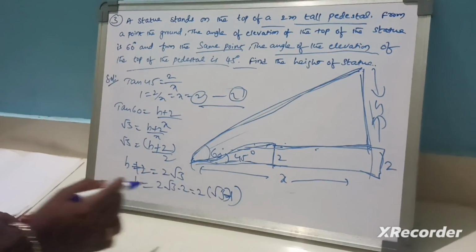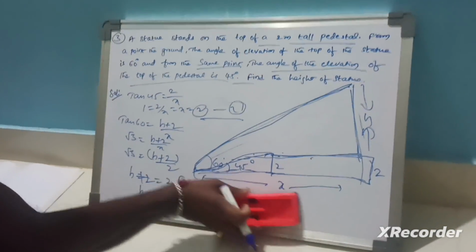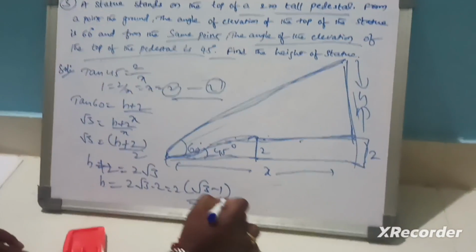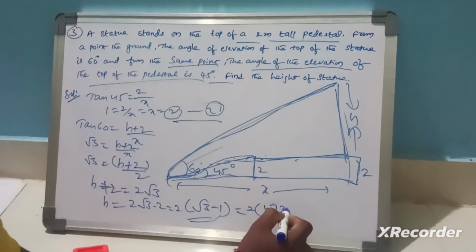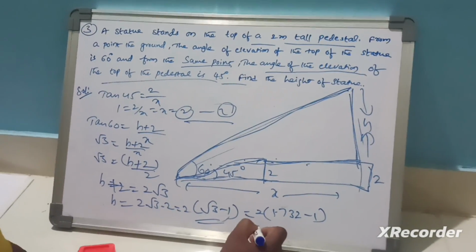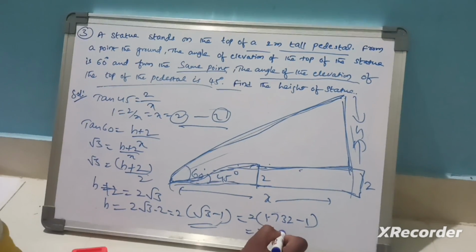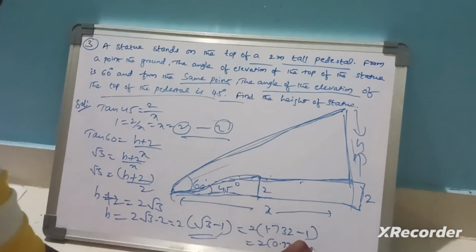It will be 2 into root 3 minus 1. This will be the answer. If you want to simplify further, you can apply 1.732 minus 1, then it will be around 2 into 0.732, and then you can get the value.